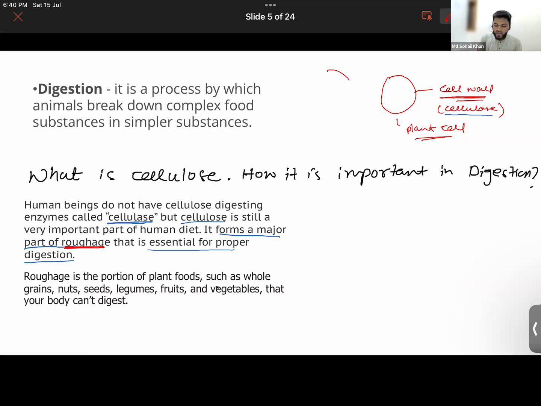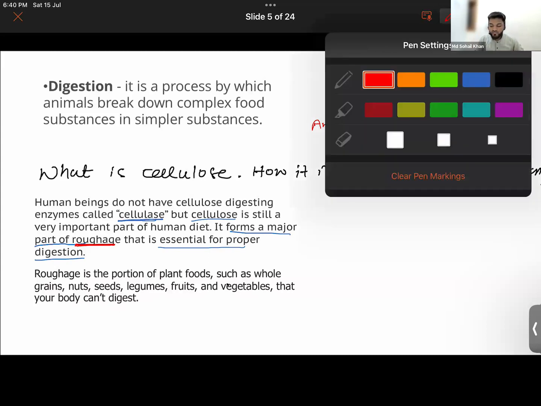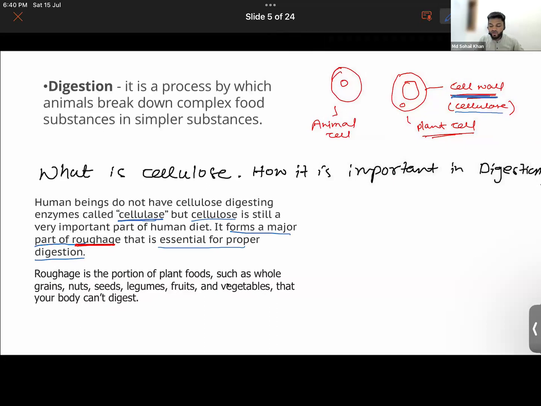Look, I'm taking a typical example. This is an animal cell. Let's consider it to be an animal cell, and this here is a plant cell. The outer layer of the cell in plants is called a cell wall. And in case of animal cell, it is called cell membrane.